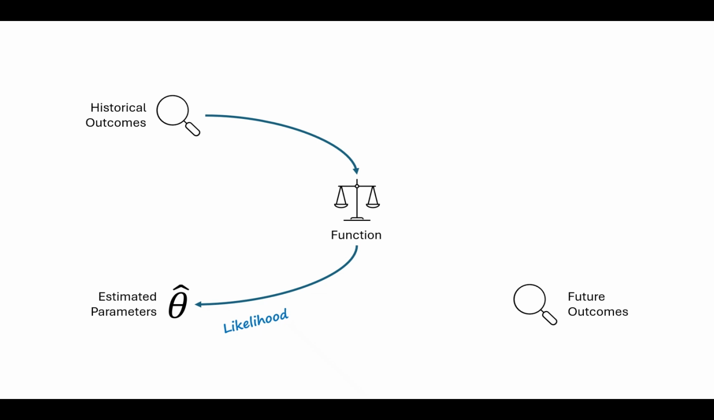Then we turn to the future. With our best parameter estimate in hand, we use that same function to calculate the probability of all the possible outcomes that haven't happened yet. This two-step process sits at the heart of statistical modeling. Hopefully this video has helped make the difference clear.